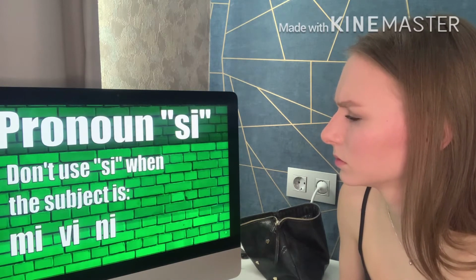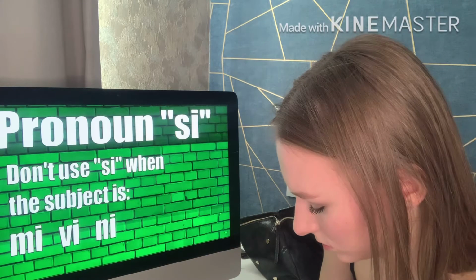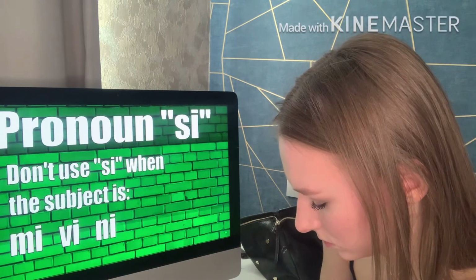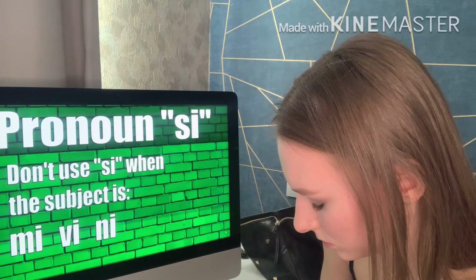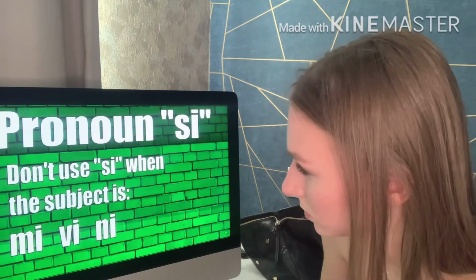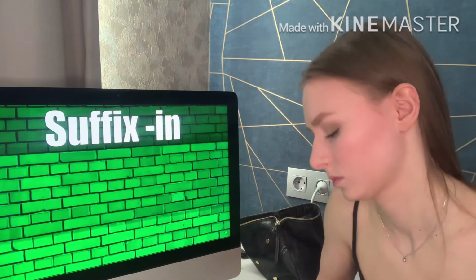The pronoun sie is only used for third-person pronouns because they're more ambiguous. You don't know if his dog is his own dog or another person's dog. But if I'm talking about your dog, there's absolutely no question about whose dog I'm speaking about. Now let's talk about the suffix -in.